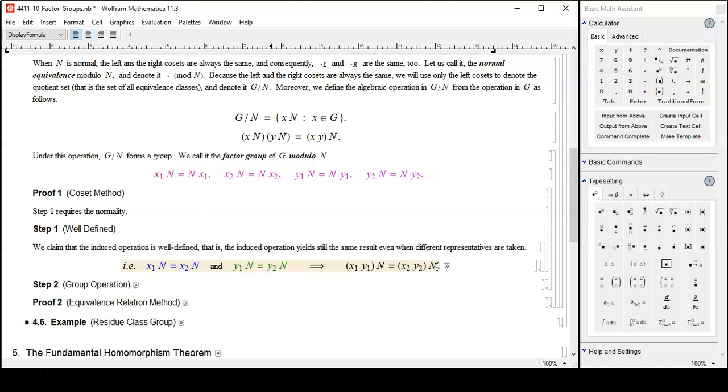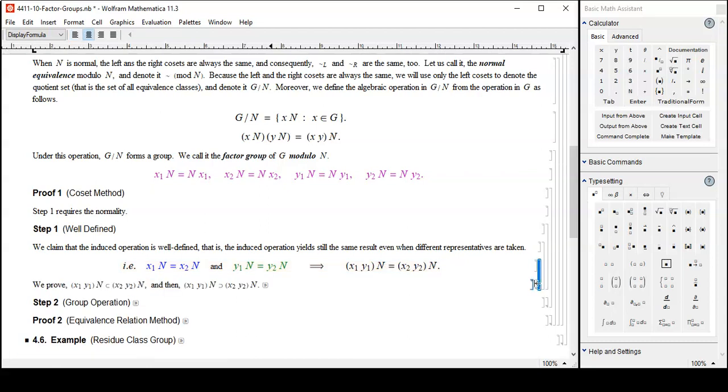How do you do that? Well, here's the idea. This is a set equality. This set and that set are the same, so we have to prove two set inclusions: x1y1N is a subset of x2y2N, and also x2y2N is a subset of x1y1N. Or in other words, x1y1N is a superset of x2y2N. We have to prove both. We're going to prove only one of them. The other one will be proved in a similar fashion, and I'm going to leave that to you.